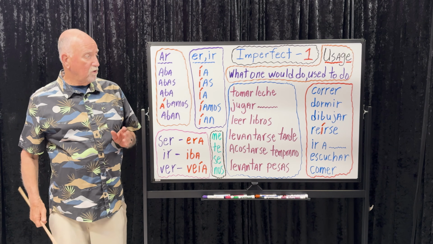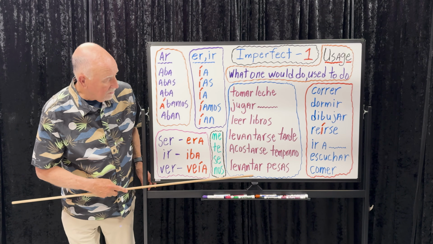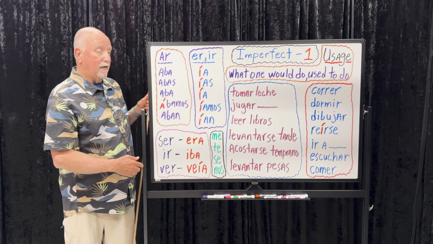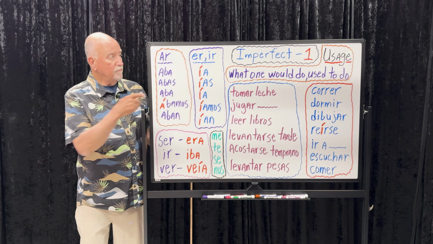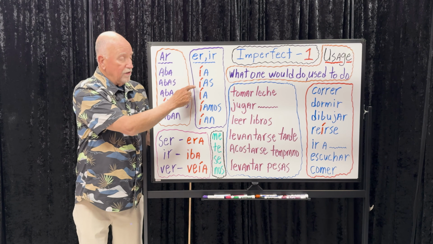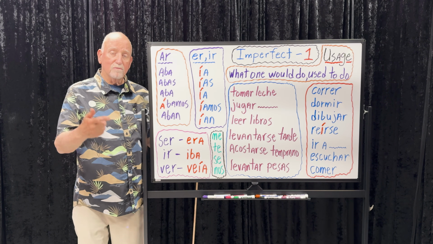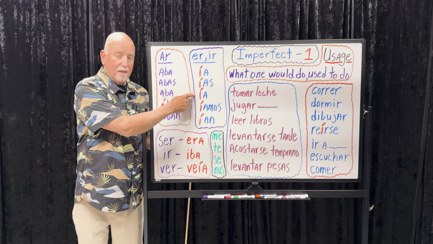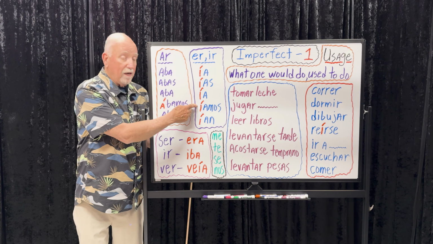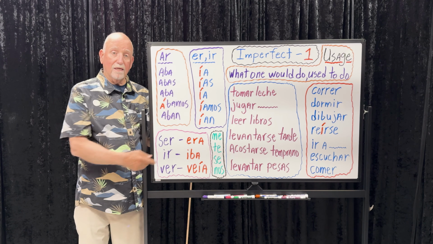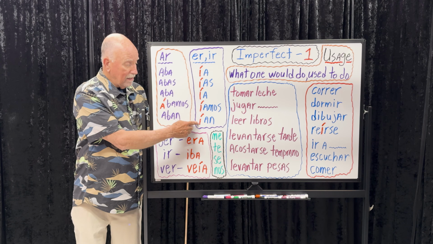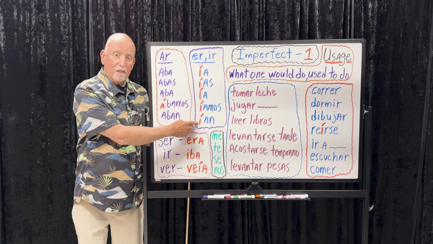All right, let's take the verb comer, which is to eat. Here it is. Comer. Like I used to eat a lot. I used to eat a lot of chocolate. I still do. Comía mucho chocolate. You would eat a lot of chocolate. Tú comías mucho chocolate. Mom would eat a lot of chocolate. Mamá comía mucho chocolate. We used to eat a lot of chocolate. Comíamos mucho chocolate.